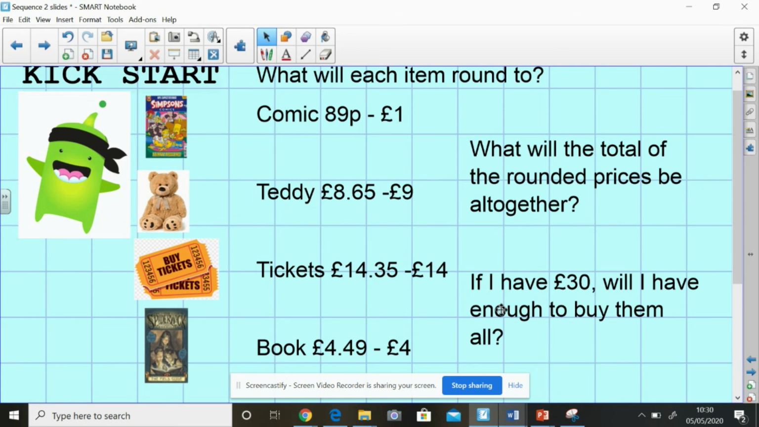Then it says, if I have £30, will I have enough to buy them all? And the answer is yes, because you've got £30, and the total is rounded to £28, so it'll probably be a little bit less. So yes, you will have enough to buy all of the items, which is great.